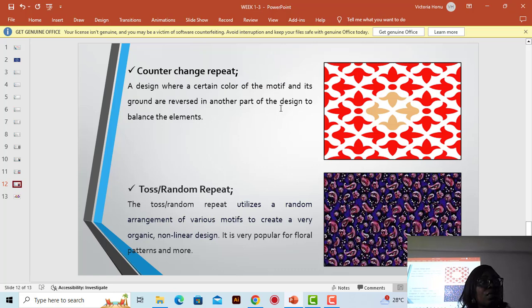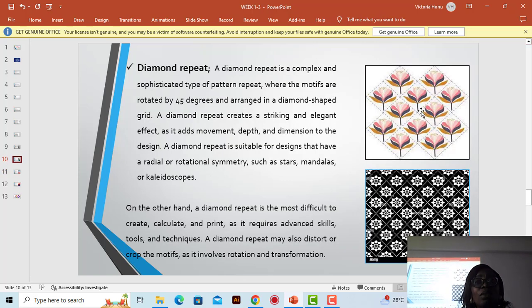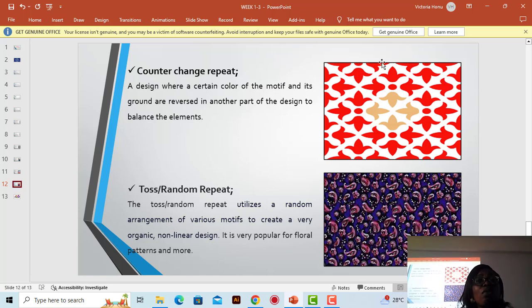Then it looks like a diamond repeat. Yes, but it is not, because this one is counter change. A lot of things are changing positions. In the diamond repeat, all the motifs are in one position. They are upside, it's a flower. It is in one position. It doesn't change. We didn't slant it. We didn't turn it upside down. But this one, there are so many counter changes: up, down, left, right, and even with the color of the motif too. Any other?